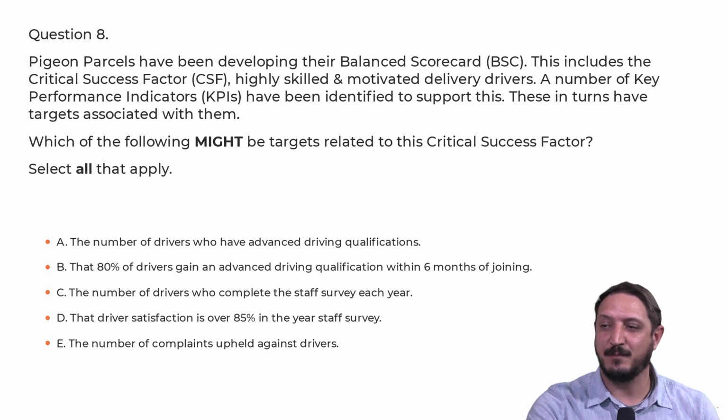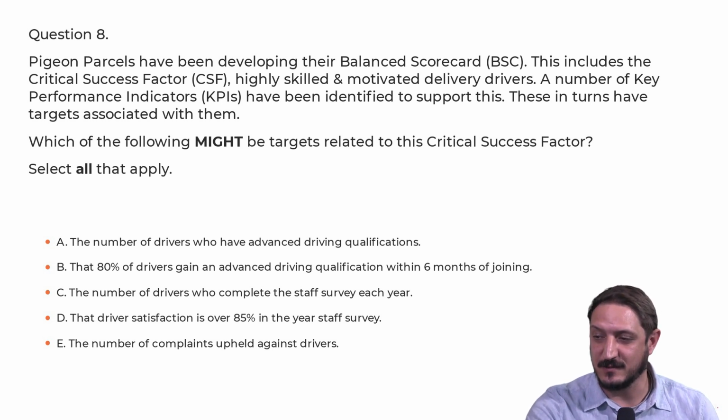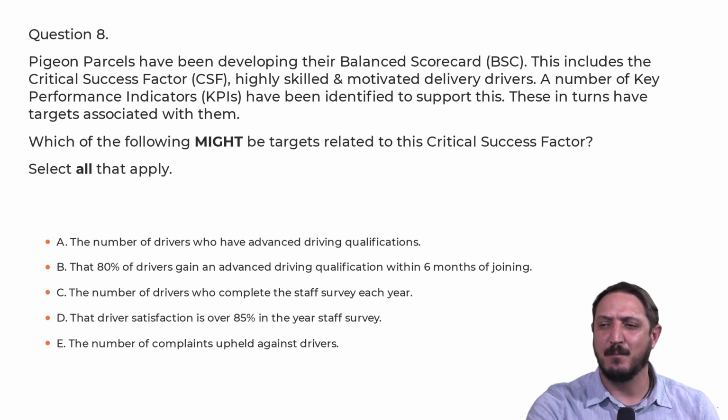Select all that apply. Okay, so we have 5 selections here, and if we read the instructions again, it says which of the following might be targets related to this critical success factor, and we have to select all that apply. So we have to select more than one. Usually we have to select more than one when they say all. If they say select one, then they're literally asking for one. If they say select all that apply, then it could be one or more, more than likely 2 or 3.